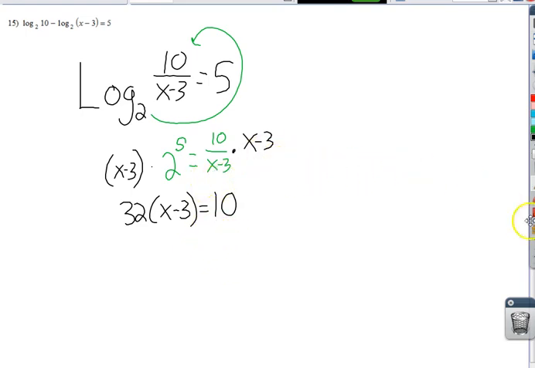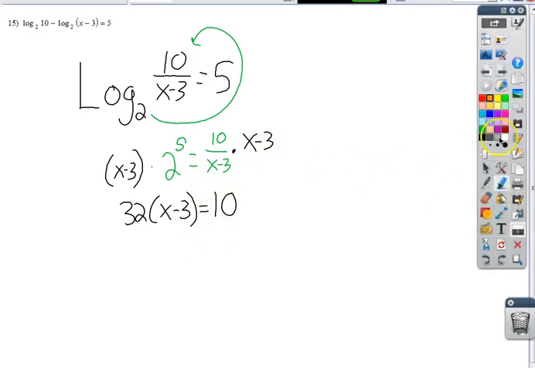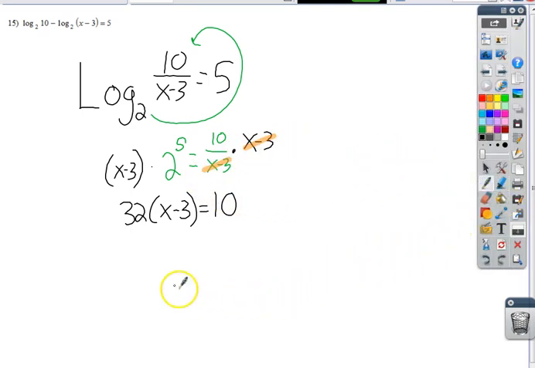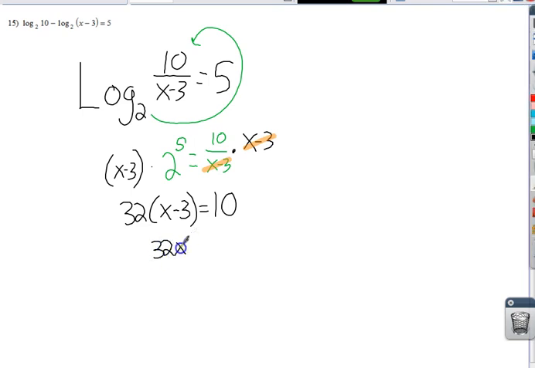Because those two would cancel. So now I just keep on trucking. I get 32x minus 96 equals 10. I'm going to add 96 to both sides, equaling 106 here, and dividing by 32. So I get x equals 106 over 32.